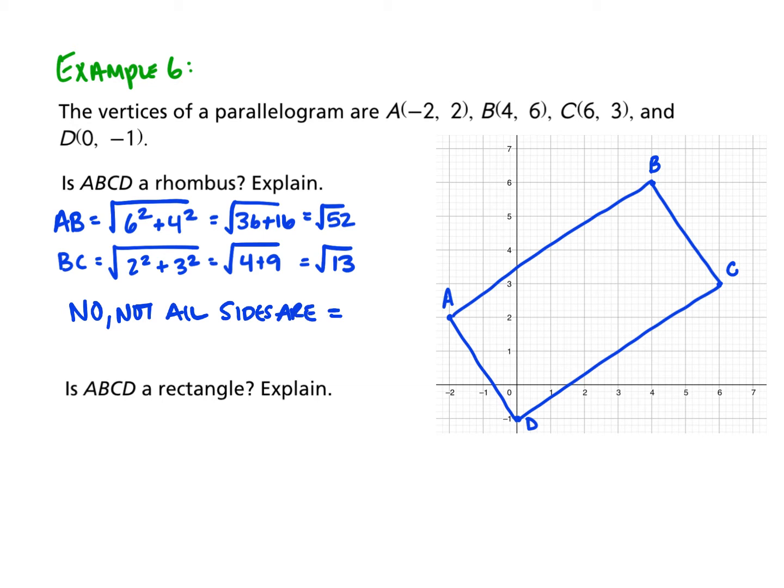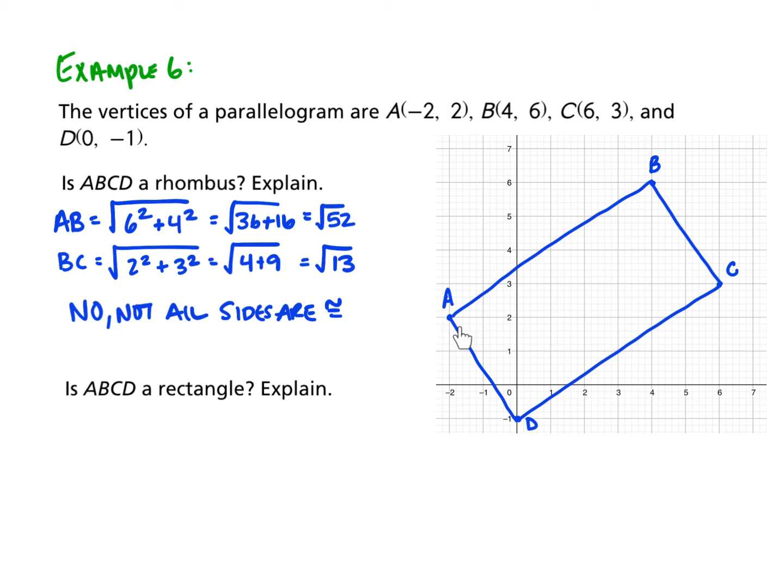The next part says, is it a rectangle? Now, in order for it to be a rectangle, I can think of this two ways. I can either show that all four angles are 90 degrees, which would involve finding the slopes of all four sides, and then seeing if those slopes were opposite reciprocals of one another, here between these two, here between these two, and then again here between these two. I'd have to find all four slopes and then compare them to show that each corner is made up of two lines with opposite reciprocal slopes.